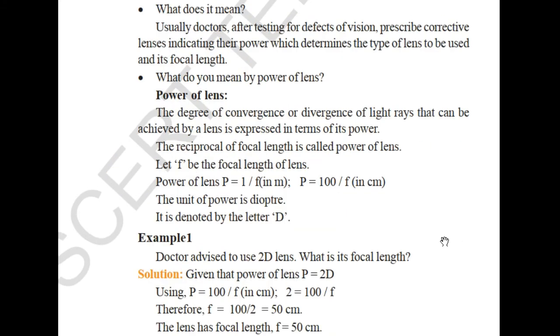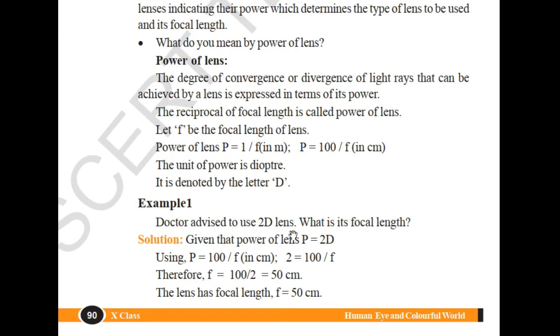Now we have a question here. Example: calculate the focal length of a 2D lens. If the P value is 2D, and you want the focal length in centimeters, you write P is equal to 100 by f, so 2 is equal to 100 by f. If you cross multiply, you'll get 50. So here the focal length is 50 centimeters.